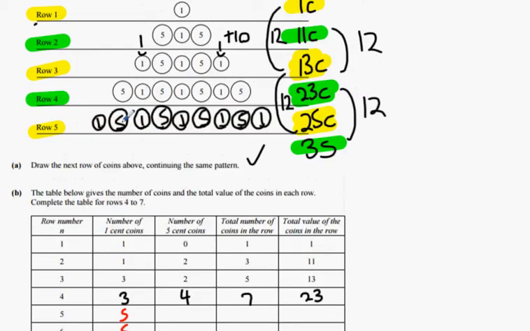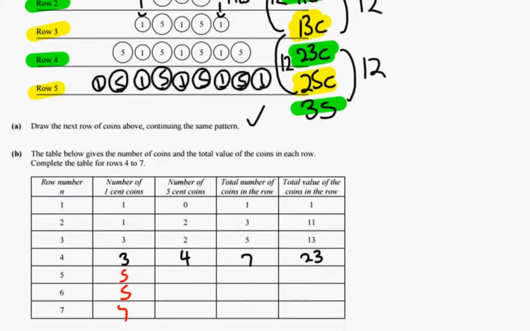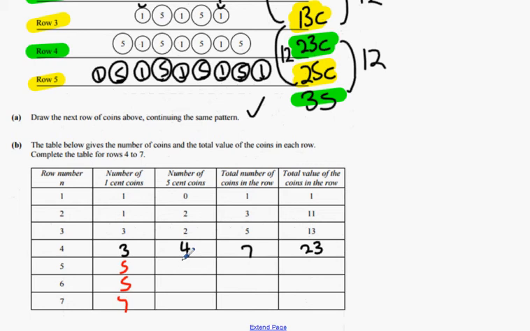Row 5, does it have 4 of them? 1, 2, 3, 4. Yes, it does. It has 4 of them. So 4 4. After that, 6 6. Total number of coins goes up how many each time? 9, 11, and 13. It goes up 2 each time. You add on 2 coins at the end of each sequence, whether it be 2 1s or 2 5s. You're constantly going up by 2 coins.